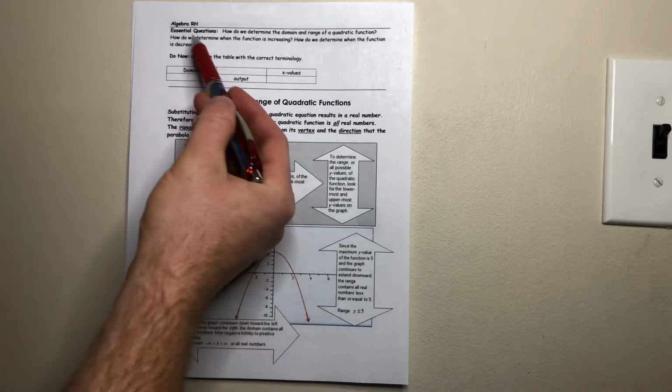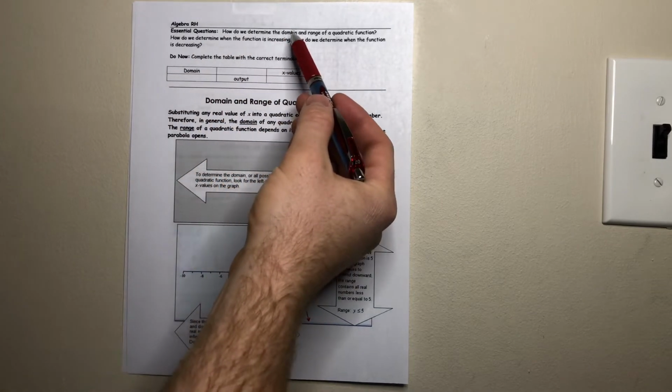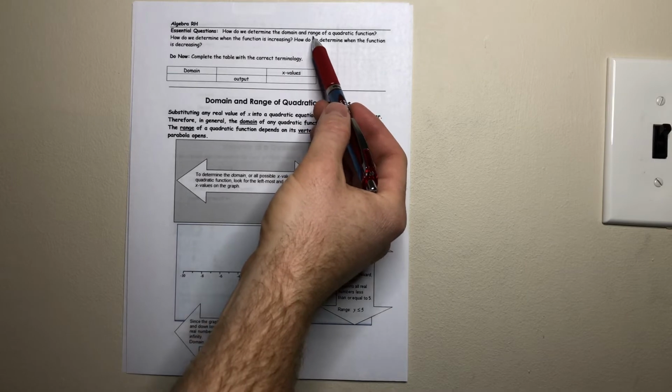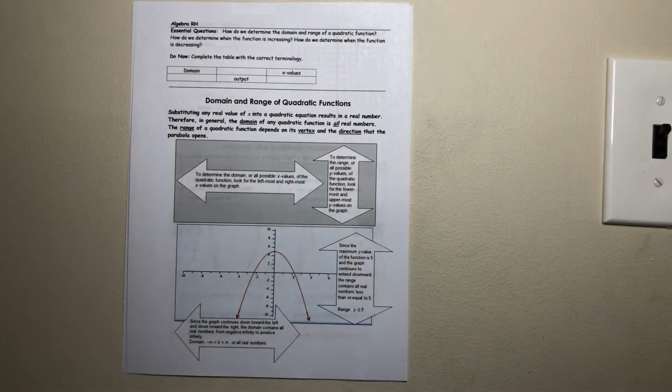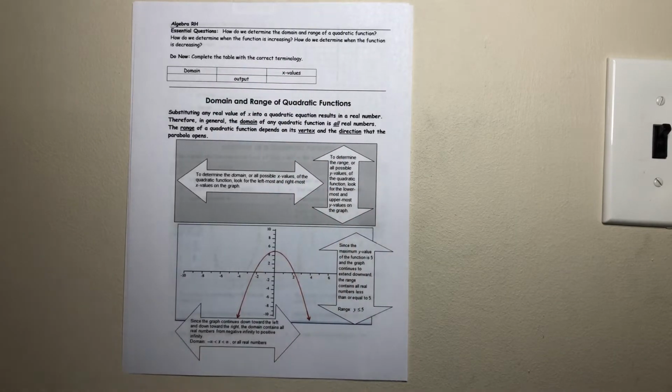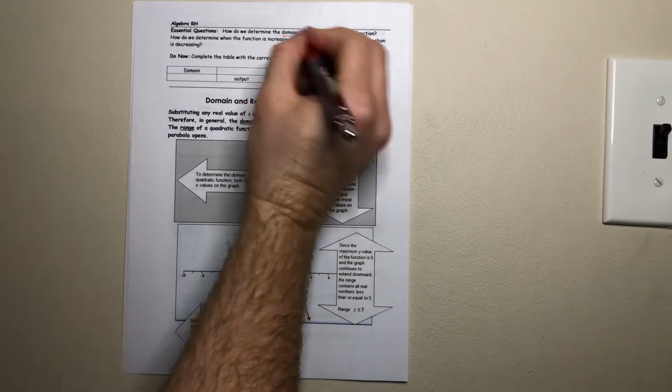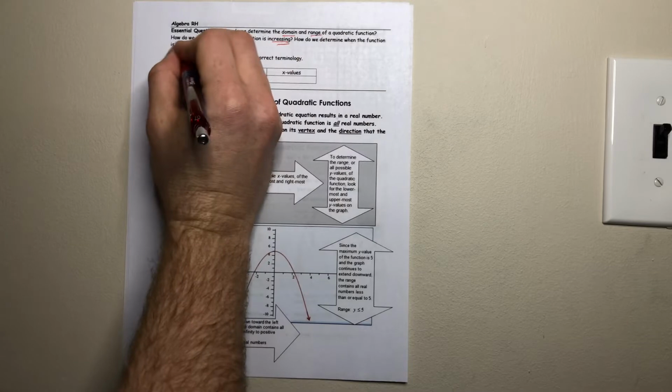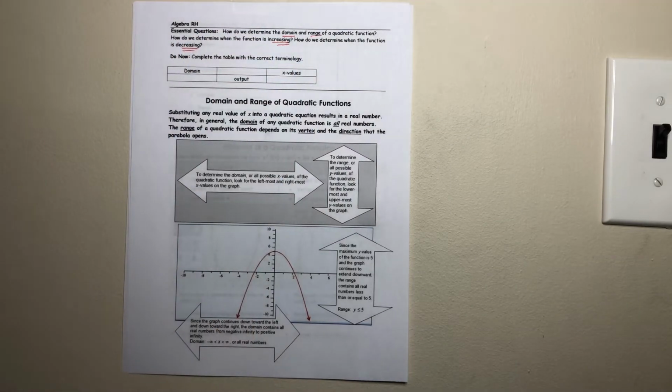Today, our essential question is: how do we determine the domain and range of a quadratic function? How do I determine whether it's increasing or decreasing? So domain, range, increasing, decreasing. Those are going to be our key points today as we go through this lesson.